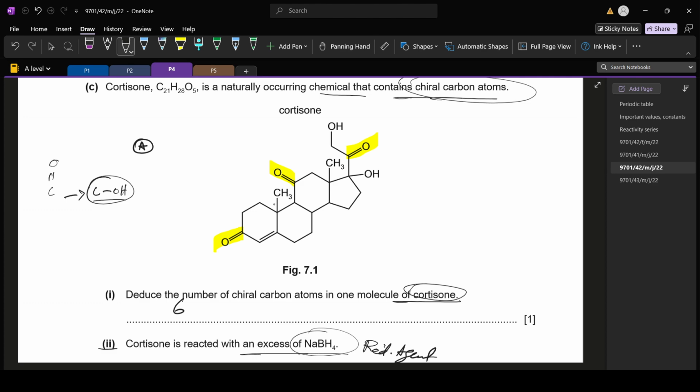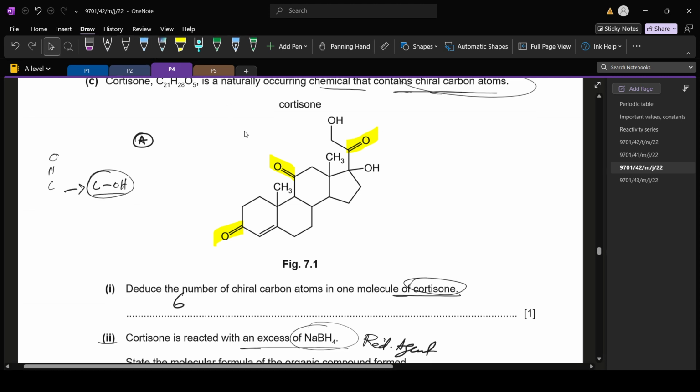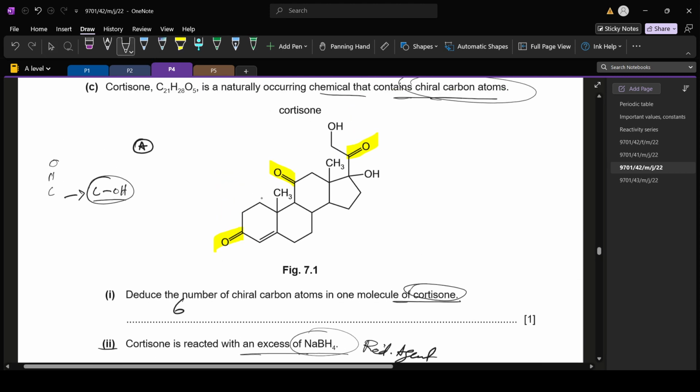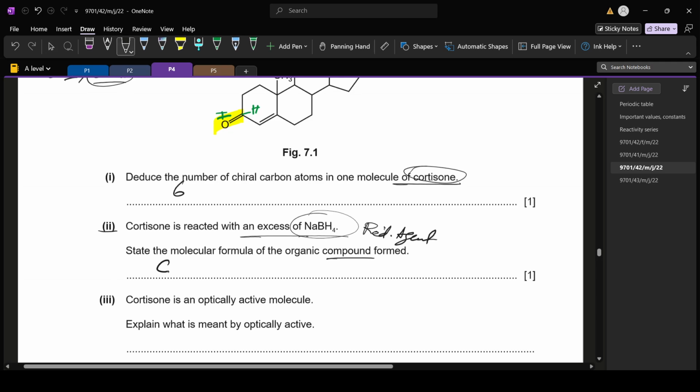Okay, by NaBH4, so only the carbonyl groups will be changed into OH groups. So there will be an OH attached to this, and there will be a hydrogen over here. And there will be OH and hydrogen, and OH and hydrogen. So now you just have to count the number of carbons, which will be the same, which is C21.